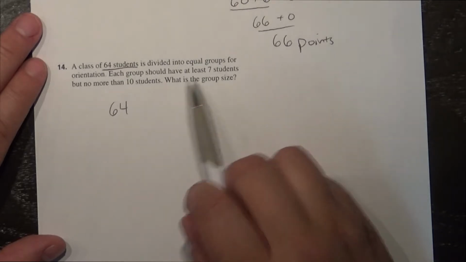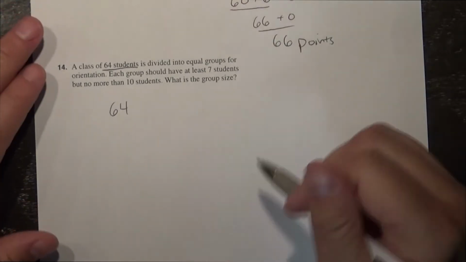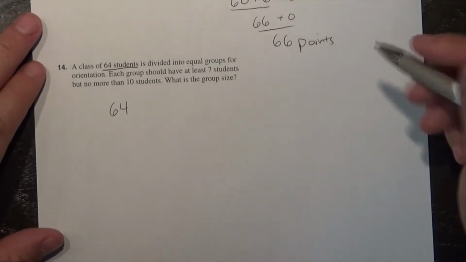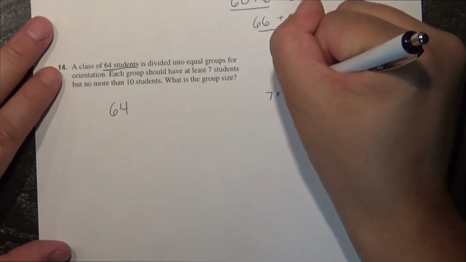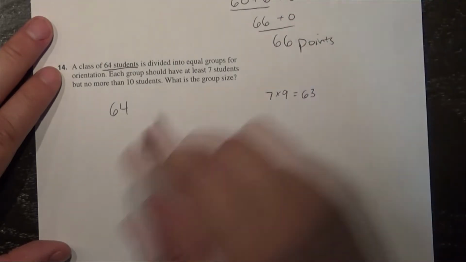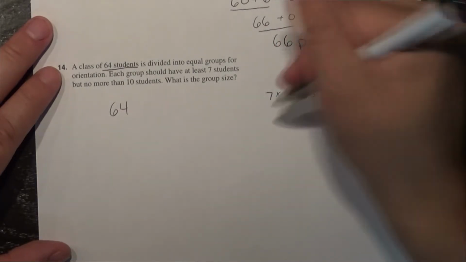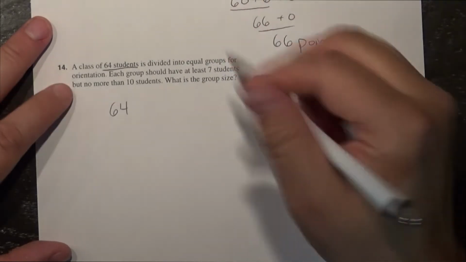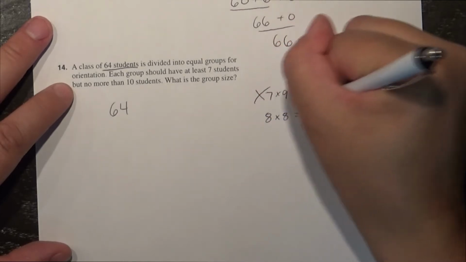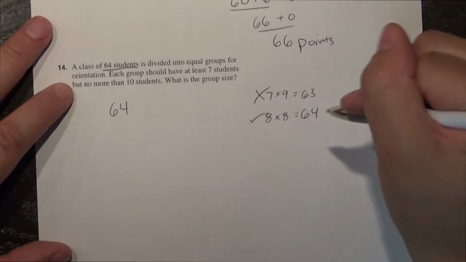So let's think about it. Does 7 go into 64? What I could do here is, maybe if I know my facts, I could think about my multiplication facts for 7, right? So let's say like 7 times 9. 7 times 9 is 63. Ooh, that's not going to work. 7 times 10, well, that's going to be 70. That's not going to work either. So 7 is out. Let me try 8. So let's try 8 times 8. 8 times 8 is 64. Ding, ding, ding. I could have a group size of 8.